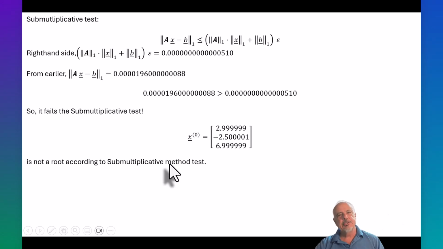And then the question is, does the one norm of the error, is that less than the submultiplicative? Well, heck no. The submultiplicative is actually smaller, tighter than the Griffiths method bound. So this is even further from passing a floating point test. It is way off, even though it looks really, really close. So it's not a root.